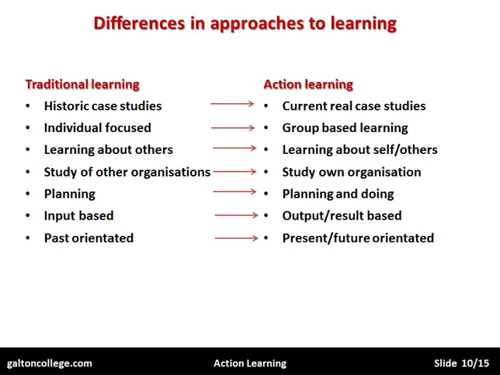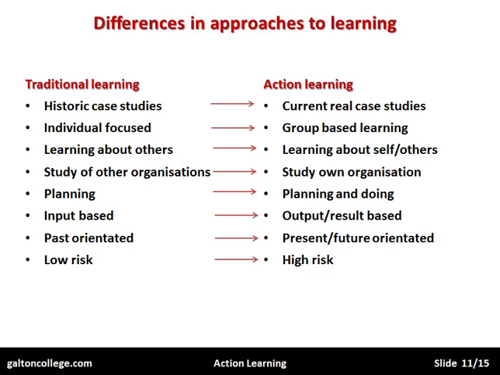So with traditional learning, it's looking to what happened in the past, which has now been written up in case studies or in models or in chapters of books or articles online or whatever it is. So it's past orientated. It's looking at the past. Whereas action learning is looking at the present problem, trying to fix the present problem and capturing that experience from fixing it and using it in the future. So it's present or future orientated.